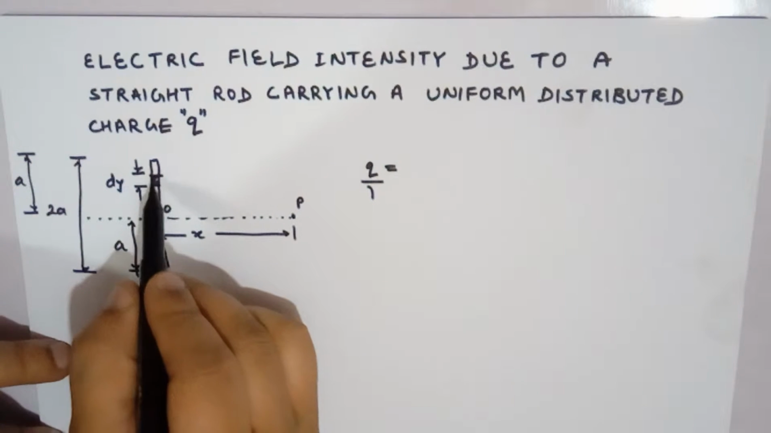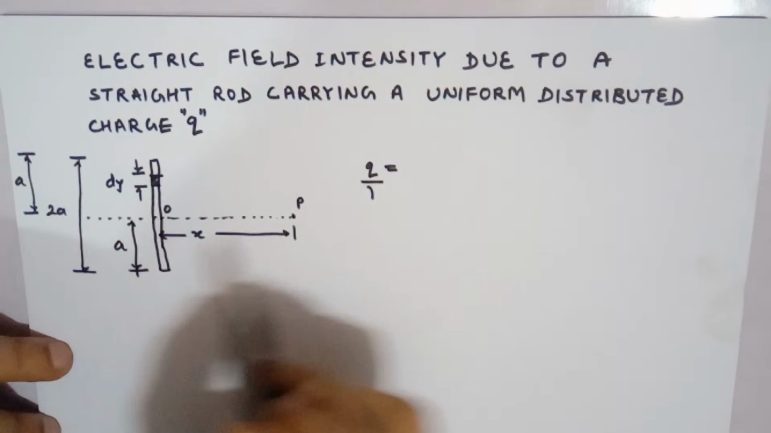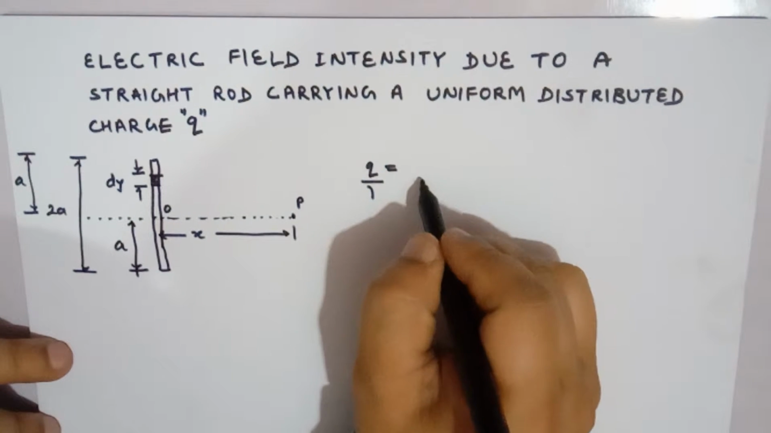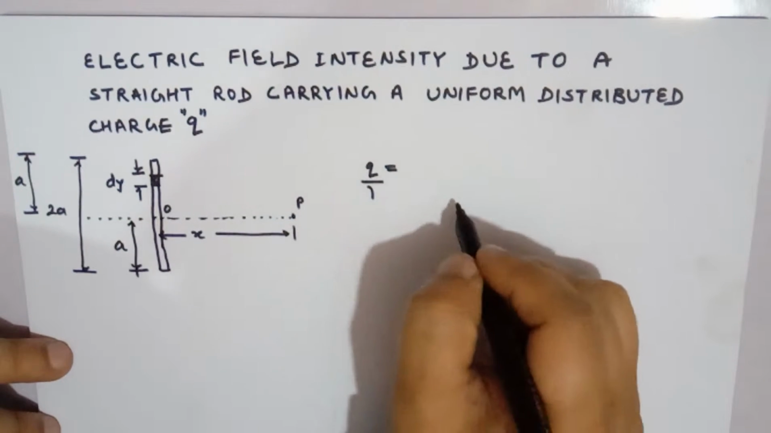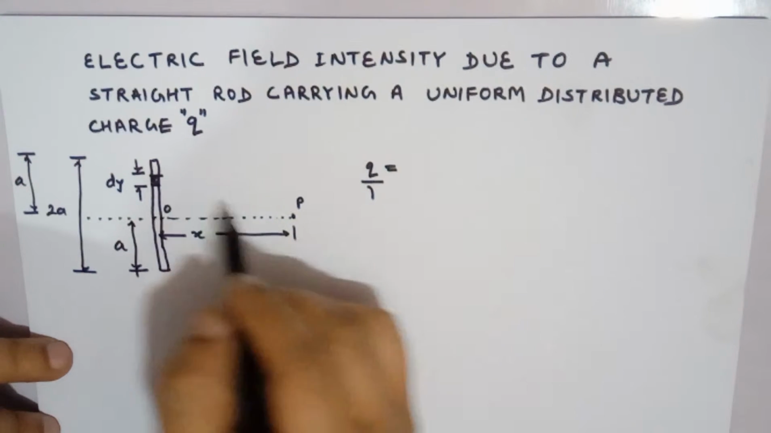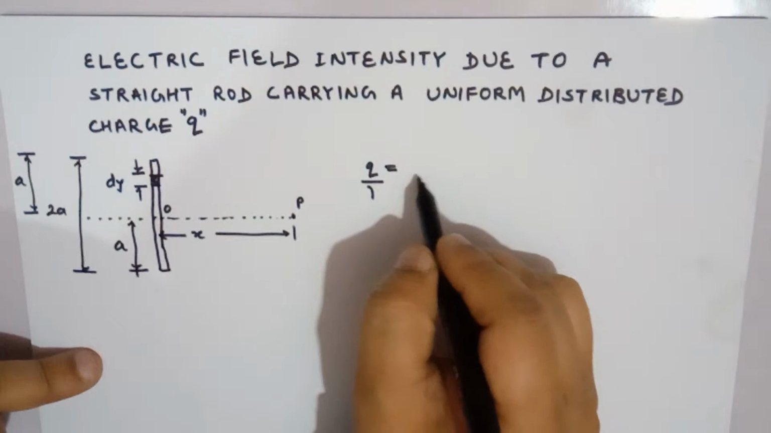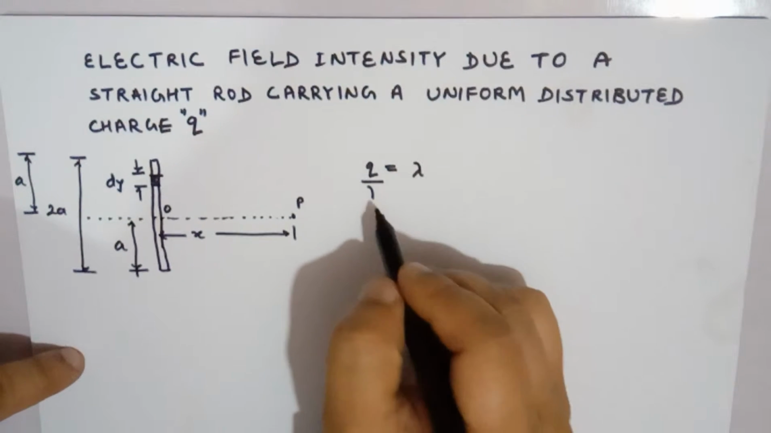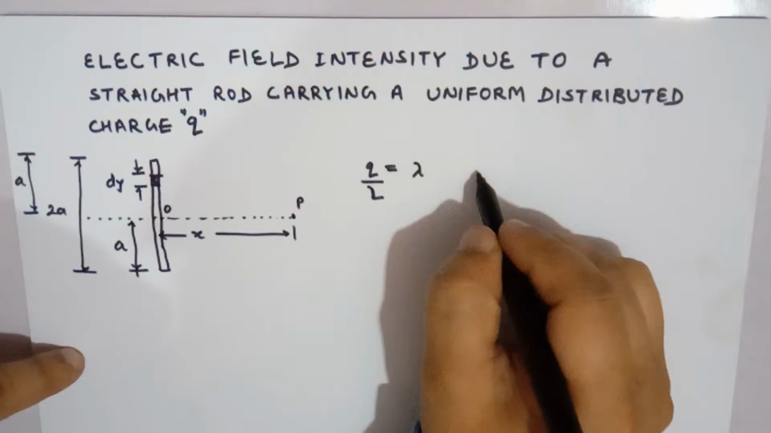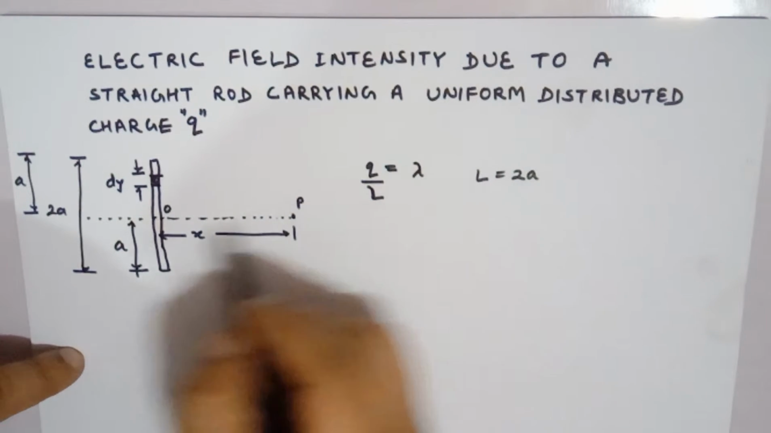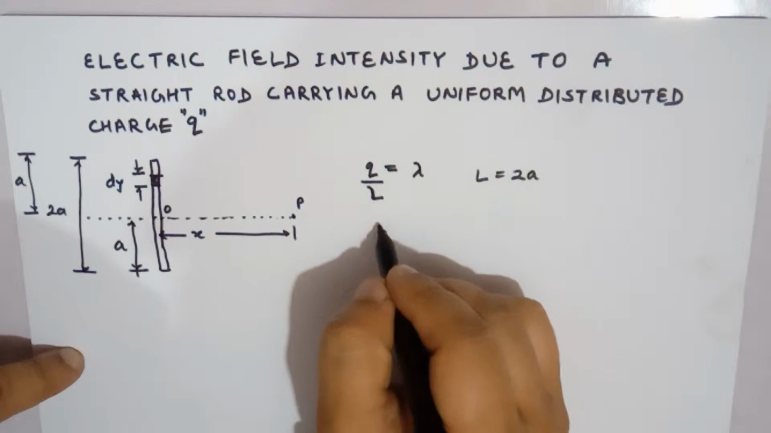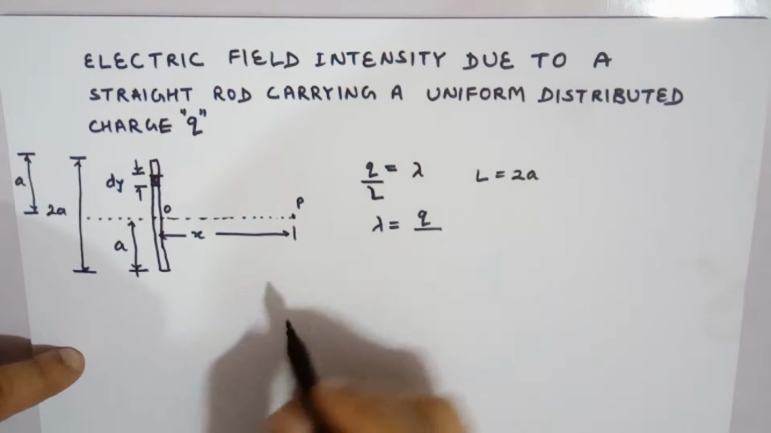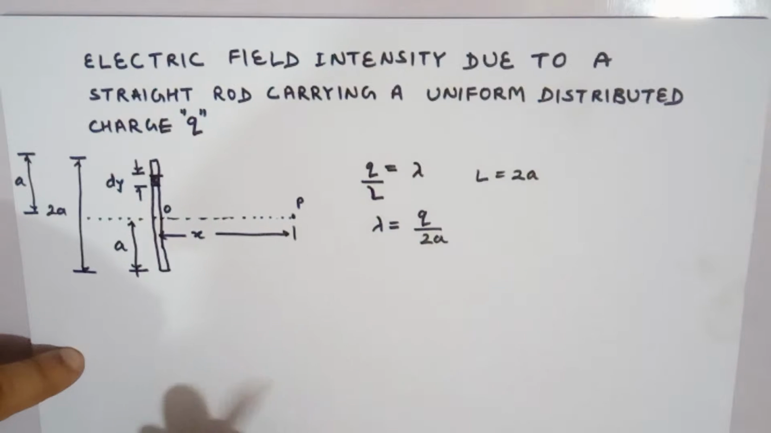So this portion would have a particular charge, and suppose that charge is dq, the charge of that particular segment. First of all we need to calculate the charge density, which is lambda. Lambda is the linear charge density, which is the charge divided by the length of the rod, and here the length of the rod is 2a. So you can write lambda is equal to charge q divided by length 2a, right?